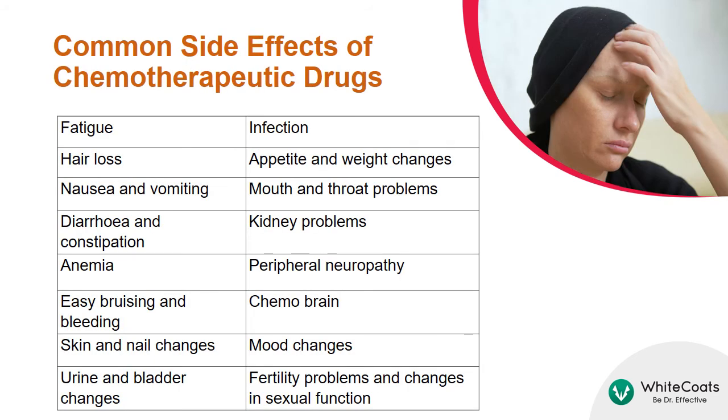As chemotherapeutic drugs target rapidly dividing cancer cells, they can also affect normal, healthy fast-growing cells. Damage to healthy cells causes side effects. Some of the common side effects of chemotherapeutic drugs are listed here.